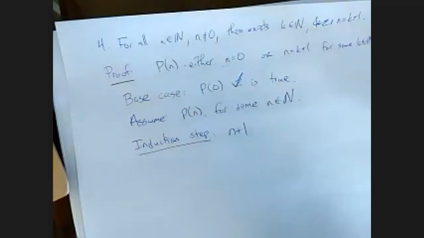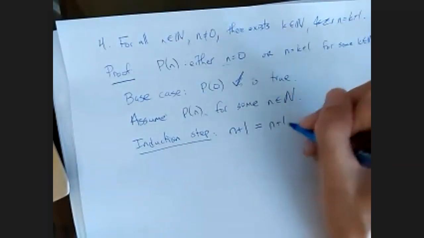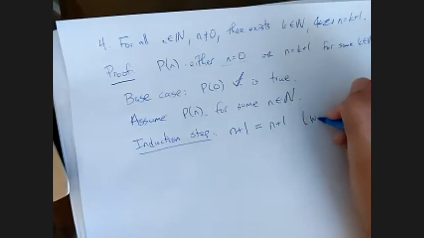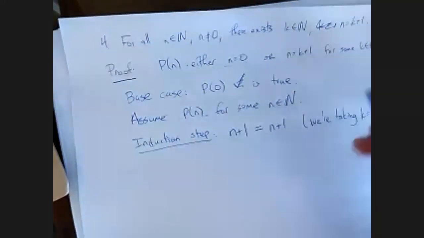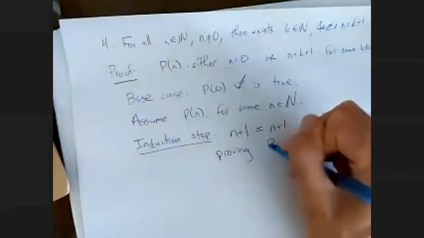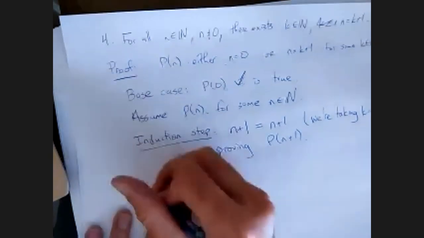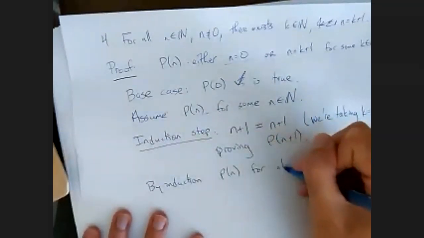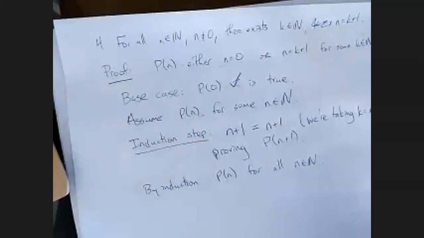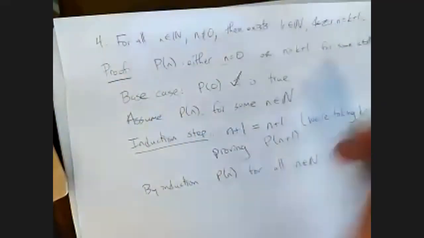Well, we have to show n plus 1 is equal to k plus 1 for some k. Well, n plus 1 is just n plus 1. So we're taking k to be n. This proves P of n plus 1. So P of n plus 1 is just trivial. Okay, so by induction, P of n holds for all n. In other words, every natural number is either equal to 0 or of the form k plus 1. And that's just a way to rewrite the thing in the question.